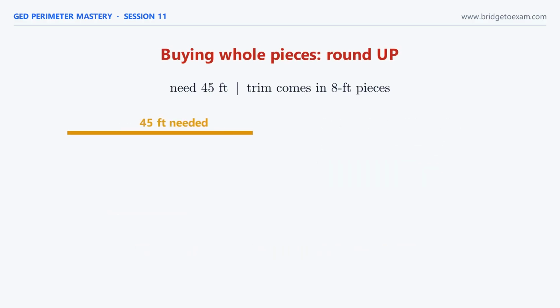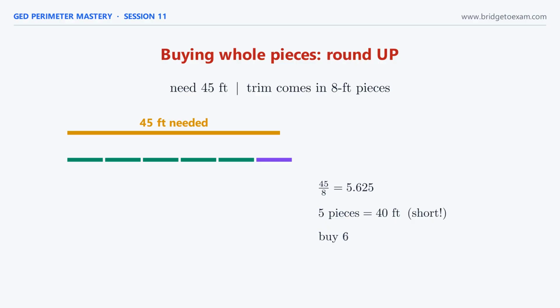Trim comes in 8-foot pieces. A room needs 45 feet. 45 divided by 8 is 5.625. So, do you buy 5? No. 5 pieces is only 40 feet. You'd come up short. You buy 6. When you're purchasing whole items, always round up. You cannot buy 0.625 of a piece of trim.